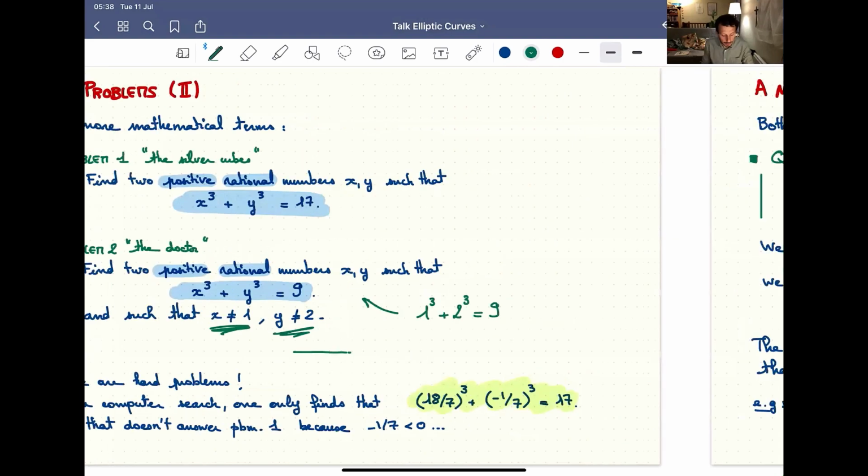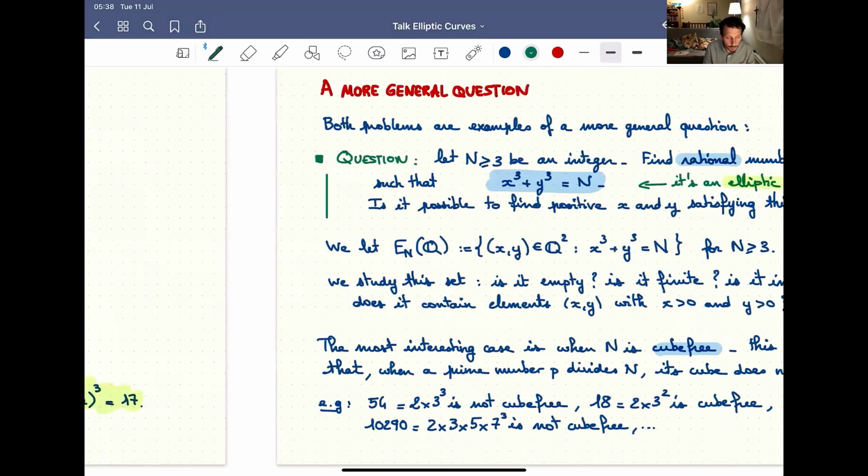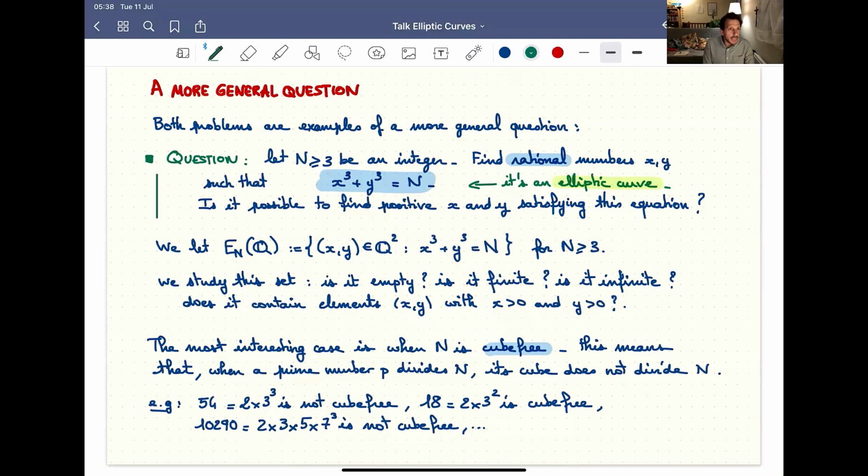So we'll pick, here we go, instead of 9 and 17, there's nothing special about those numbers. We'll pick any integer n, which we assume is at least 3. And we'll try and describe rational numbers x and y such that x cubed plus y cubed equals n. So this is a general equation, x and y, and we want to find solutions which are rational numbers.